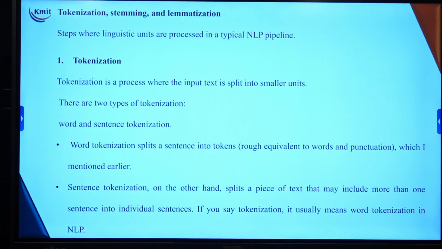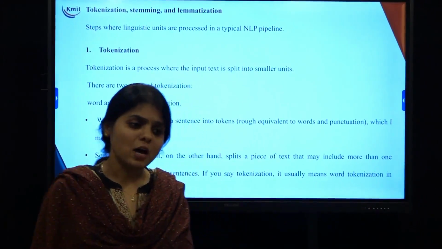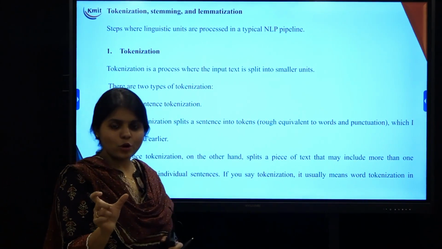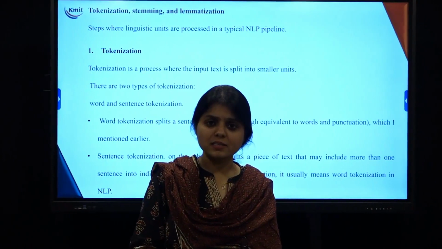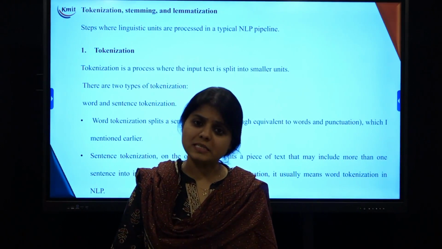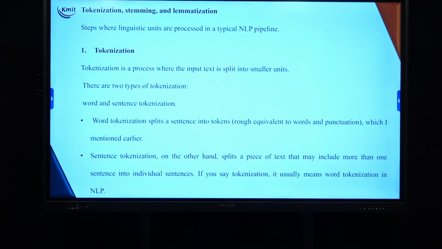Okay, this is about what are phrases, words, tokens, morphemes and phrases. Now let us talk about some important steps where these linguistic units are processed in NLP. If I want to process a sentence with respect to words, tokens, morphemes or phrases, I use three important steps: tokenization, stemming and lemmatization. Let us talk about tokenization first.